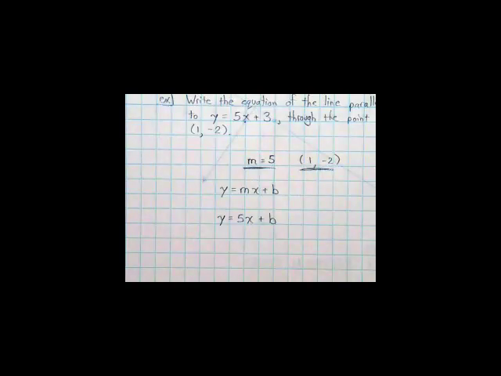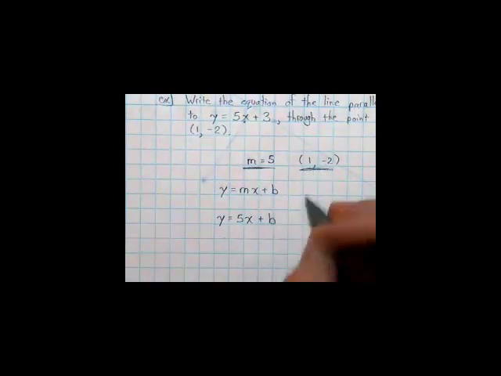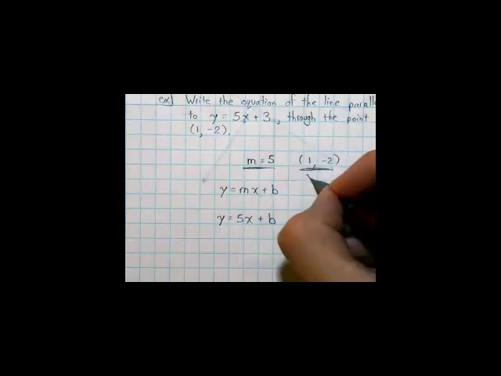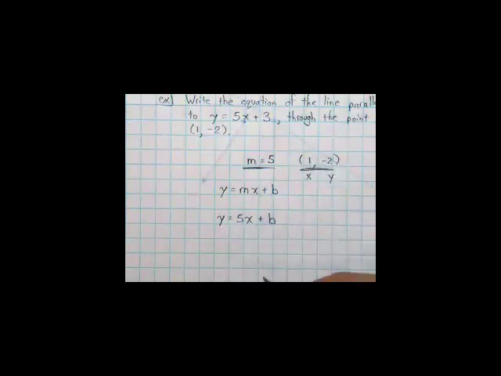So I don't have a b to just plug in right now, but what I do have is a point. And a point is x, y, right? So if I take x and y, put them in, I can solve for what I'm missing, right? Solve it for b. Got to do a little algebra there, but I think you can handle it. So let's plug in. Remember, this is x, this is y. So 1 goes in for x, negative 2 goes in for y.